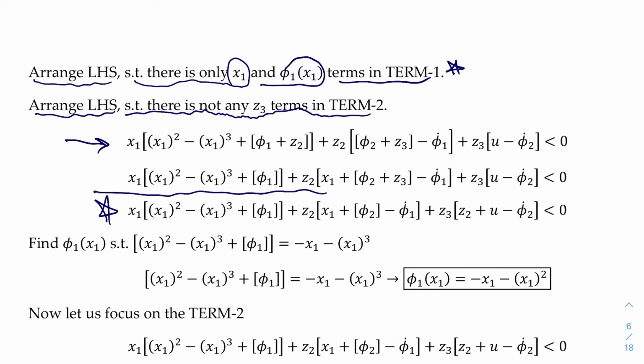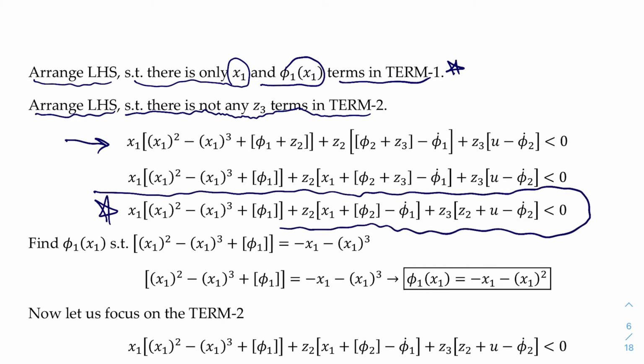So now this is the problem that you need to worry about. Find phi sub 1 such that this term is this. You could have chosen minus x1, but this term is helping you, right? So do not cancel the terms that help you, that are helping you, right?